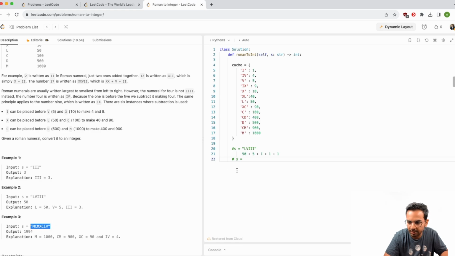Now what we have is the second one. This is where it actually starts getting tricky and confuses most of you. First, M is 1000, that we are sure of. Then instead of looking at one character, we've got to look at two characters. So CM would be 900. XC would be 90. And then IV would be 4.